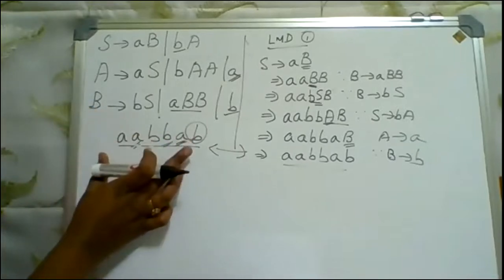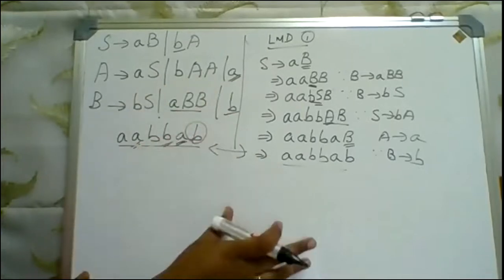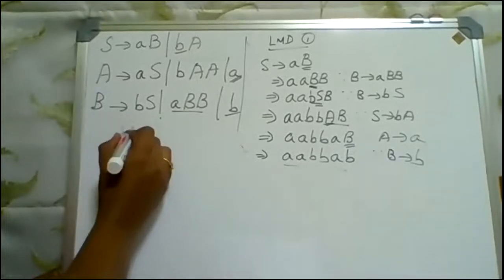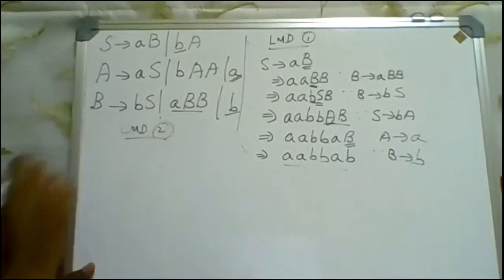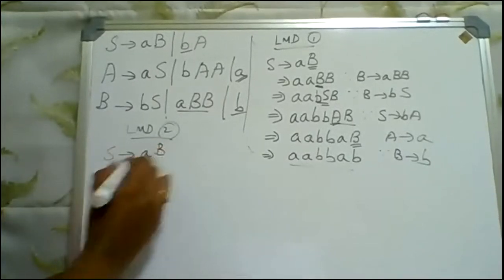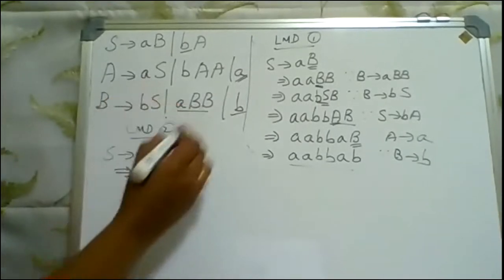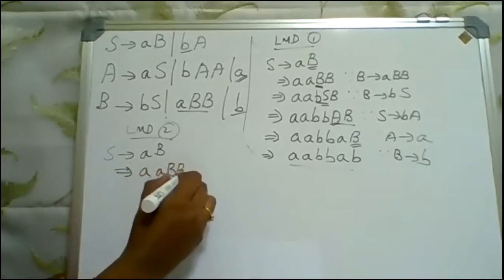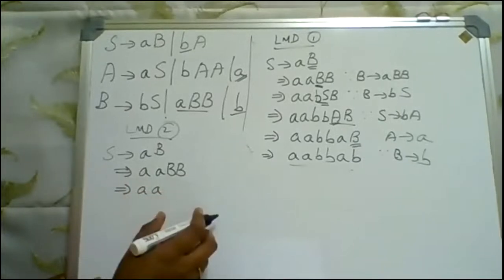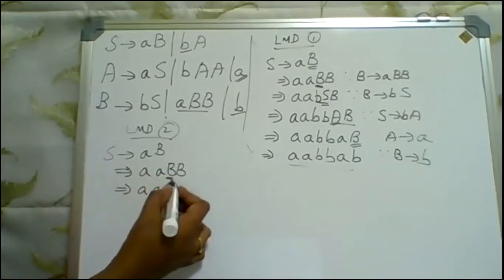Now, let us obtain the same string AABBAB by applying LMD once again. So LMD 2. Initially I'll start with S deriving AB. In the next step, B is replaced with ABB. Again in the next step, since it is LMD, we should replace the first B. So I'm going to replace the first B with B.